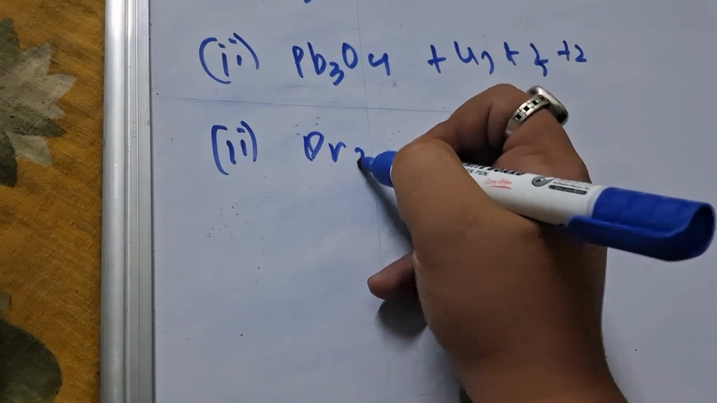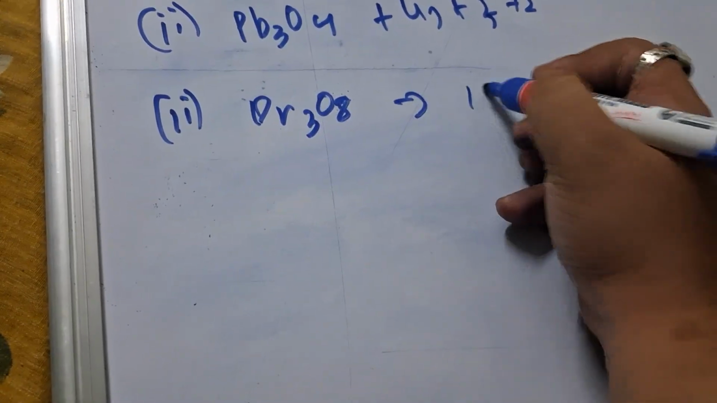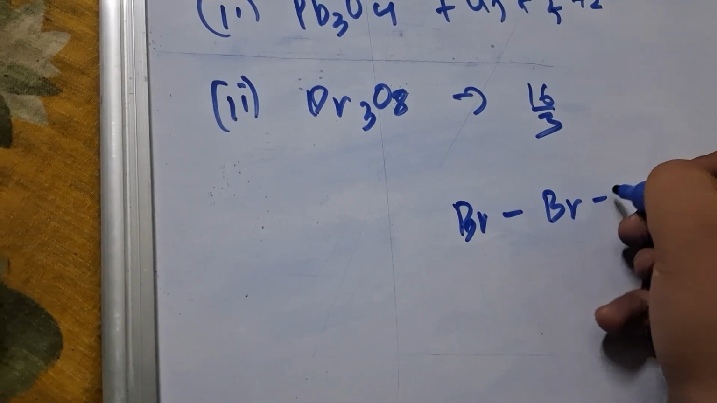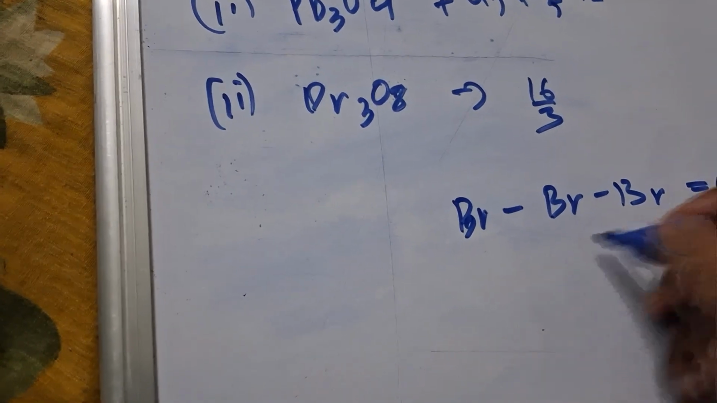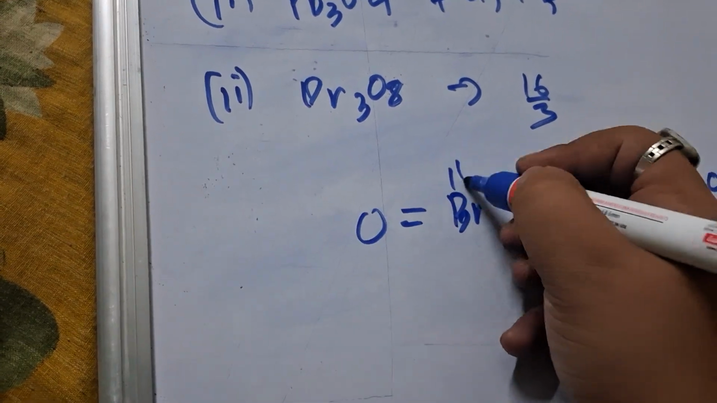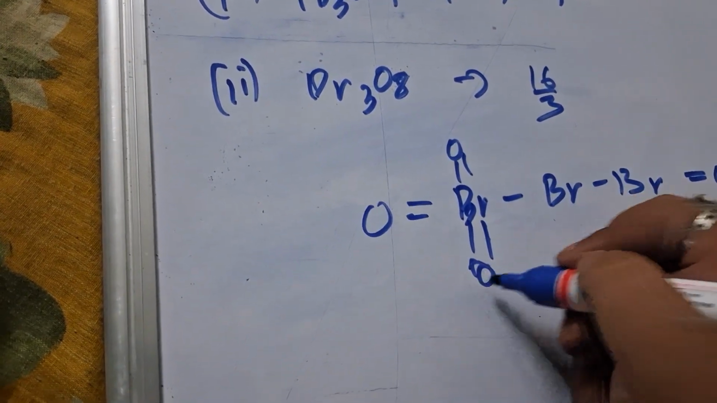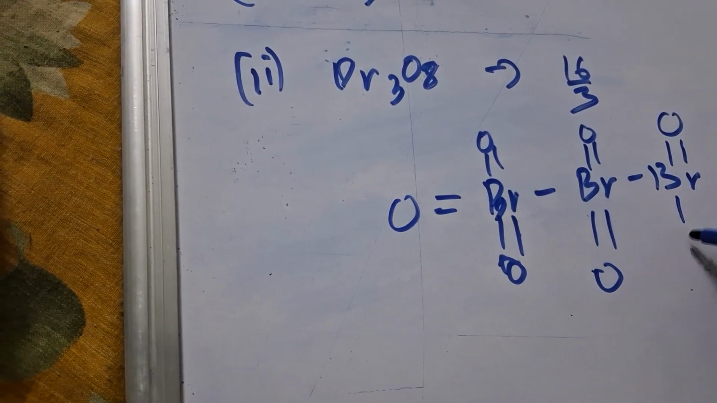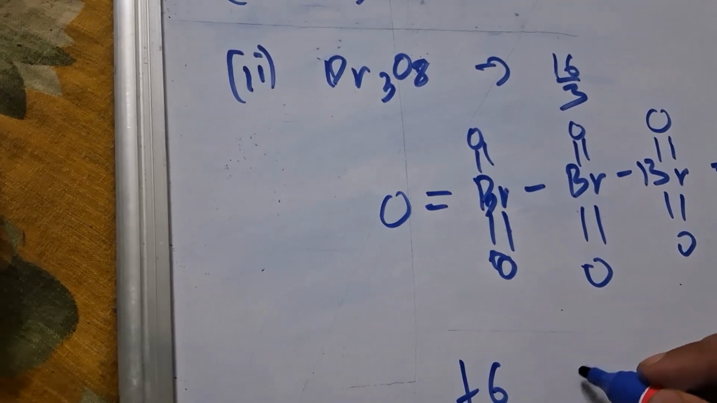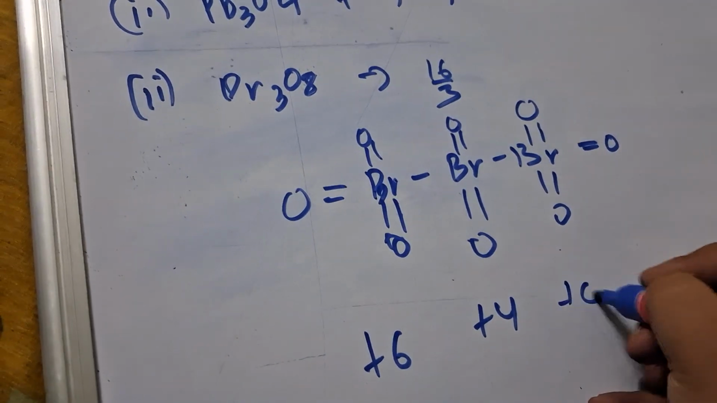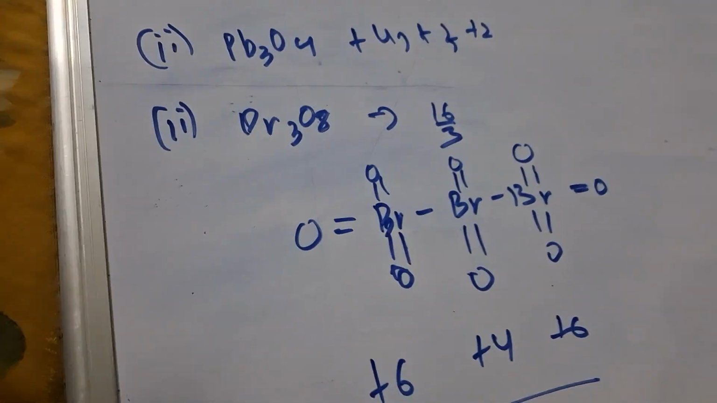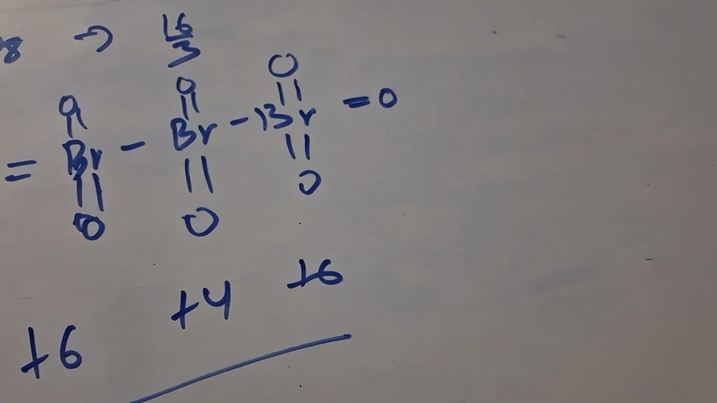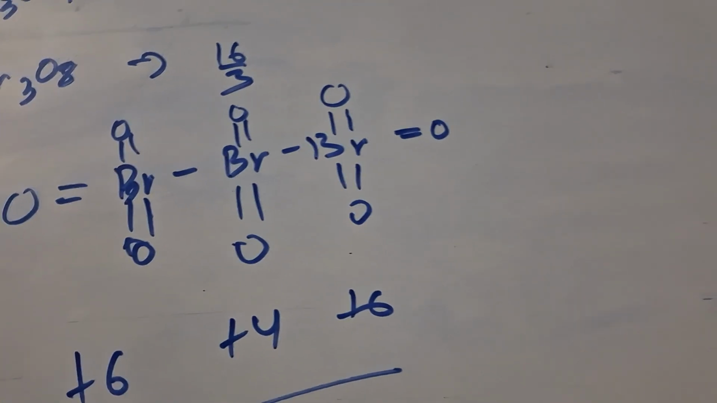Now Br3O8. This will be 16 by 3, the average. Now the structure of this is Br with double bonds to O, repeated for the oxygens. So this is plus 6, plus 4, plus 6. So 16 by 3. Cool. Do I need to give any more examples? Honestly, no.